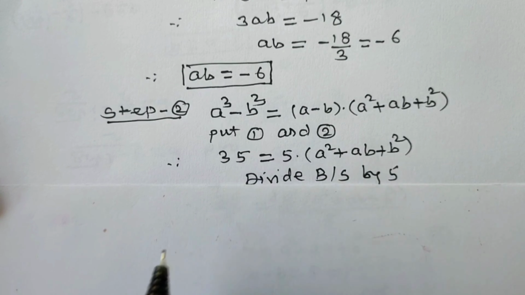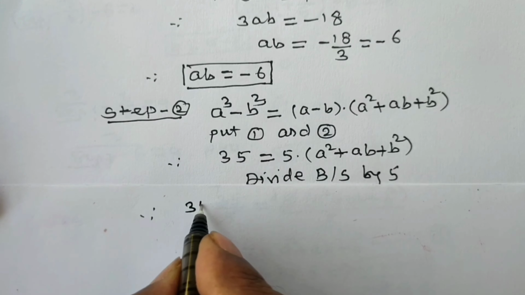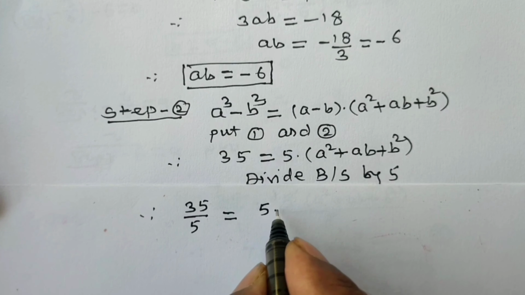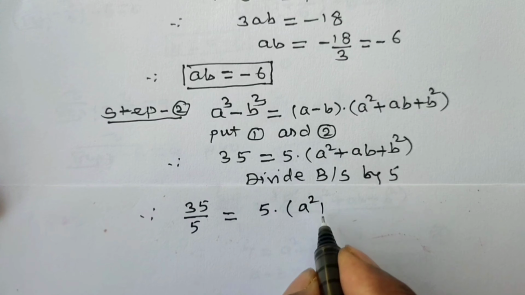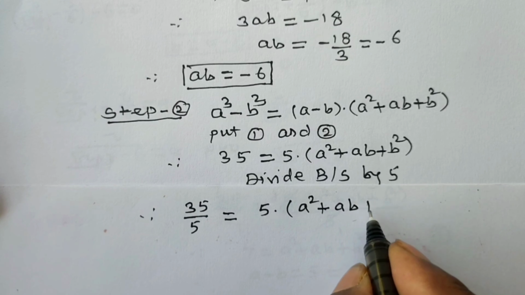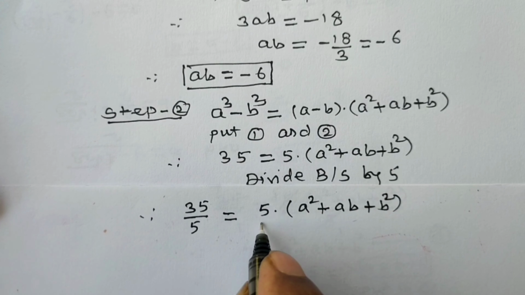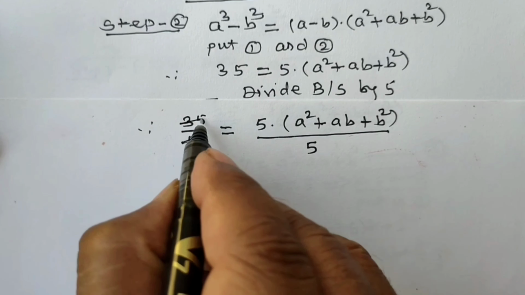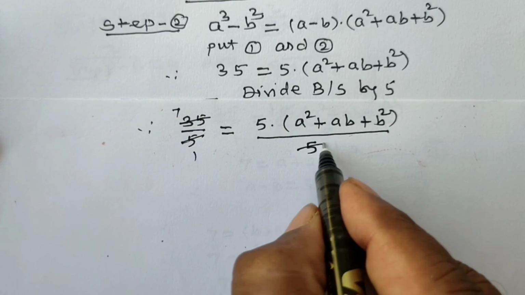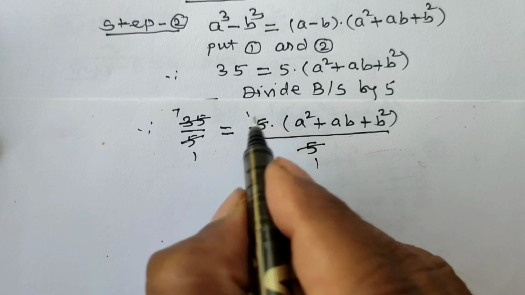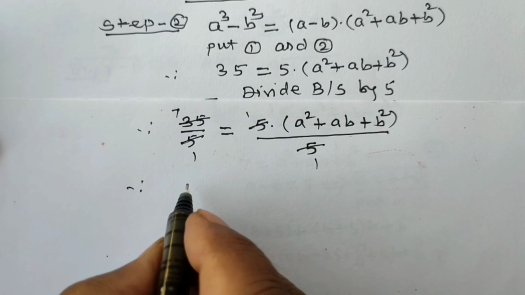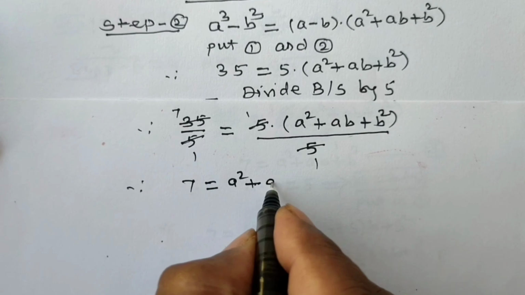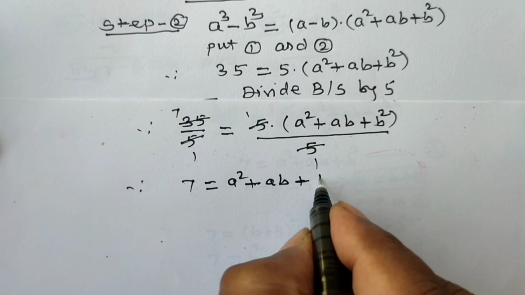Divide both sides by 5. Hence, 35 divided by 5 is equal to 5 into (a square plus ab plus b square) divided by 5. Now, 5 1s are 5, 5 7s are 35. Hence, this can be written as 7 is equal to a square plus ab plus b square.